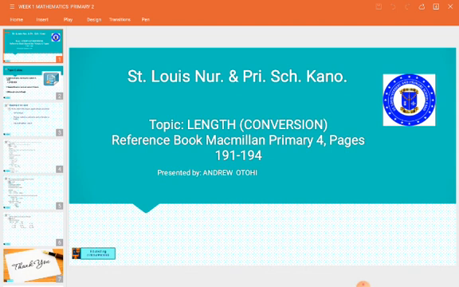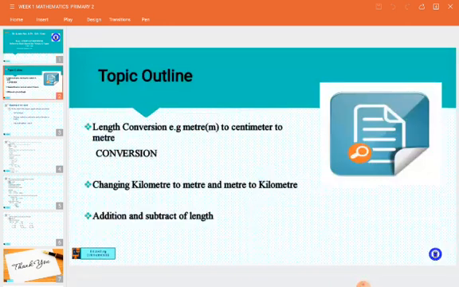The topic is titled length. We are going to look at length, defining length, and also conversion of length. We are going to do it together. Under length, we have changing of kilometer to meter and meter to kilometer, and also addition and subtraction of lengths.